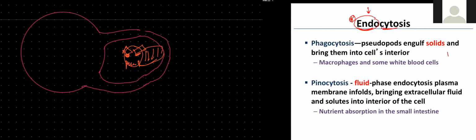So now where is the bacteria? The bacteria is inside a vesicle inside my cell right now. See, this is the vesicle, and it's now inside my cell. So I did ingest a solid particle. If I'm ingesting a solid particle, it's called phagocytosis. Phago is to eat. Cytosis.